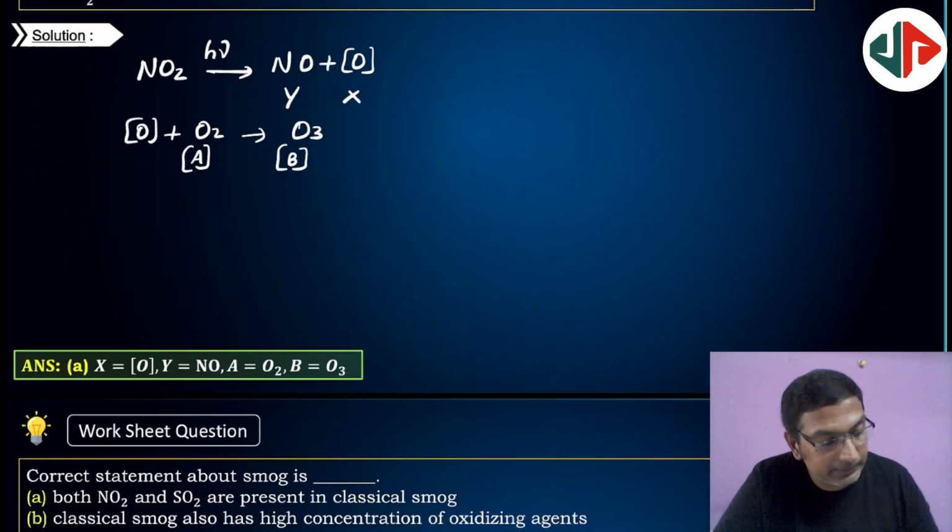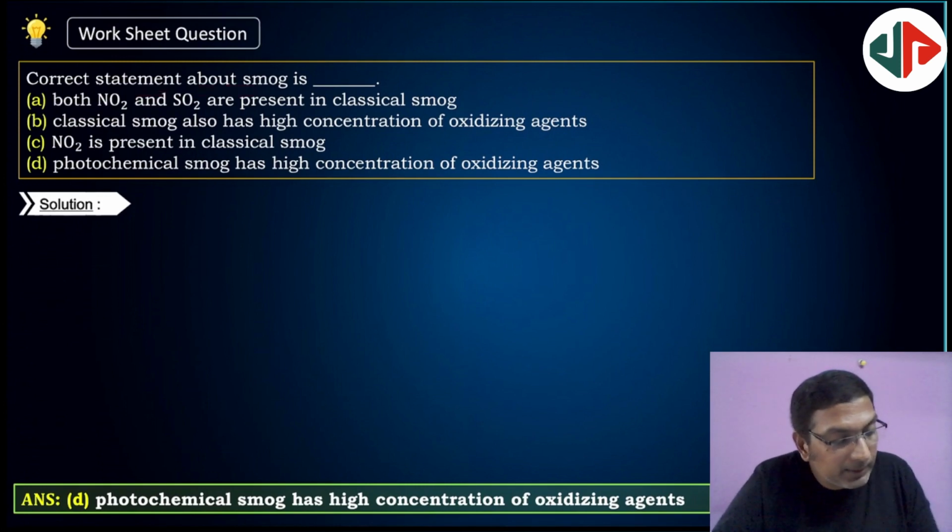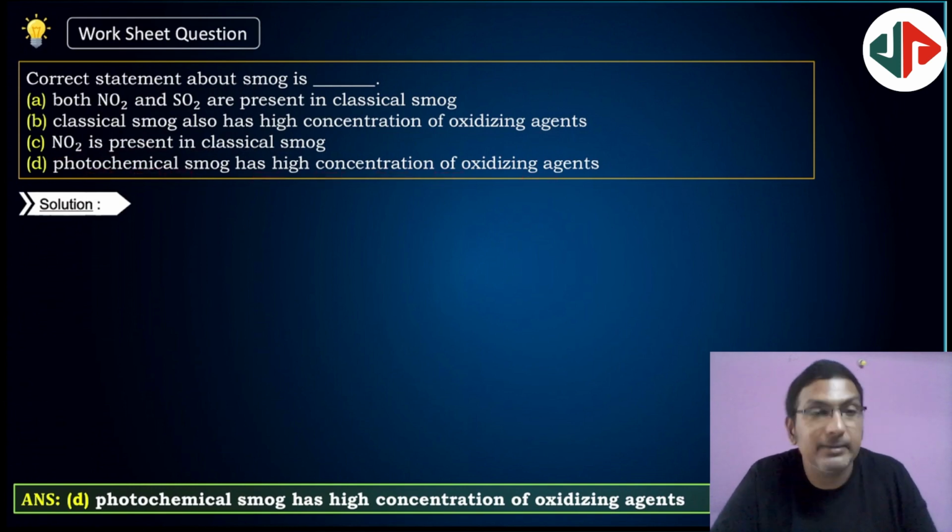Next. Correct statements about smog. Both NO2 and SO2 are present in classical smog. That is incorrect. Classical smog also has high concentration of oxidizing agent. That is also wrong. NO2 is present in classical smog. That is also wrong. Photochemical smog has high concentration of oxidizing agents. So in photochemical smog we have O3, a powerful oxidizing agent. Therefore option D is correct.